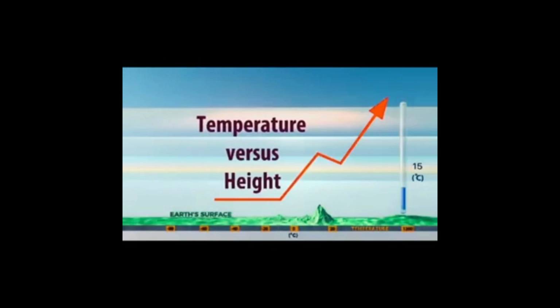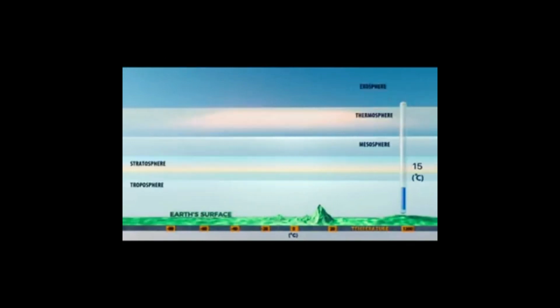Temperature versus height. Near the surface of the Earth, the average temperature is 15 degrees Celsius, and the temperature gradually decreases to -56 degrees Celsius as altitude increases. Then the temperature remains constant below the ozone layer.